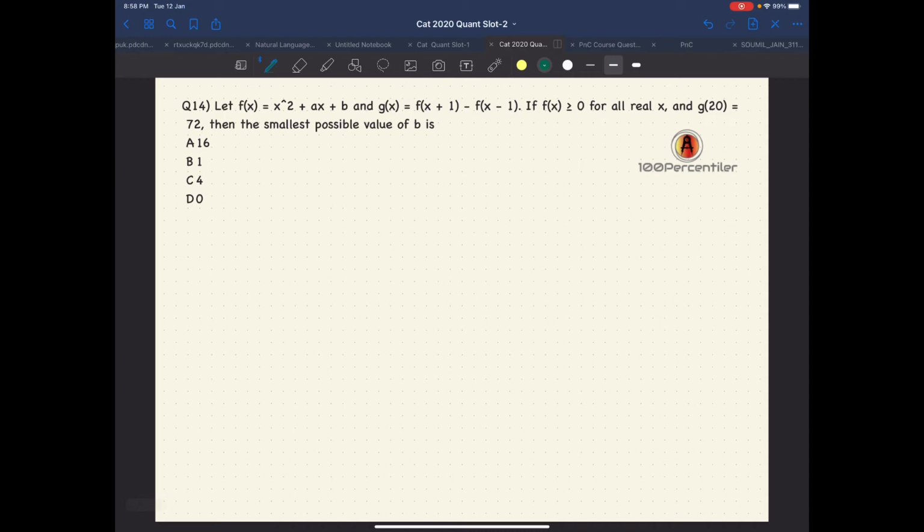Here we are given f(x) as x square plus ax plus b and g(x) as f(x plus 1) minus f(x minus 1) for all real x. We are given that g(20) is equal to 72. Now first let's find it in terms of x. So (x plus 1) whole square plus a(x plus 1) plus b minus (x minus 1) whole square plus a(x minus 1) plus b.